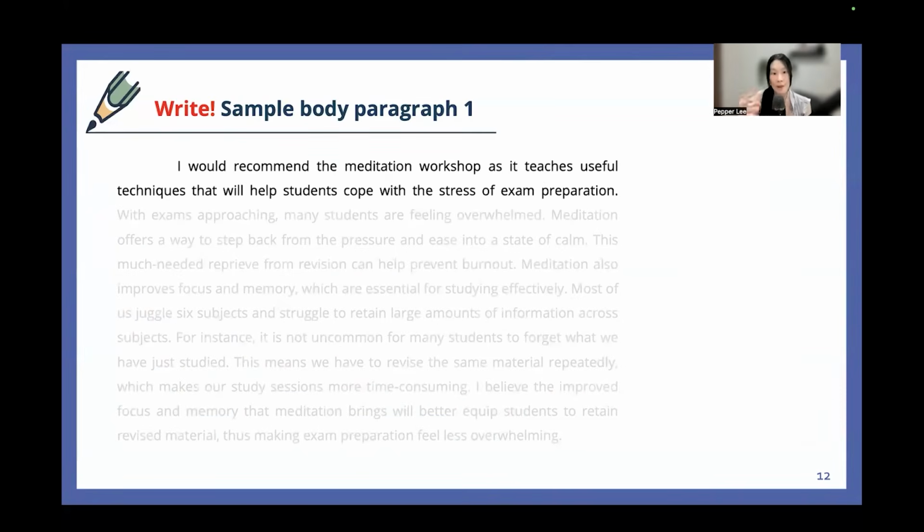I start by addressing the task requirement directly. I would recommend the meditation workshop as it teaches useful techniques that will help students cope with the stress of exam preparation. This is my point. The P in my PEEL. Always start by addressing the task requirement directly. And do you notice I've also slipped in the mention of the context of exam preparation?